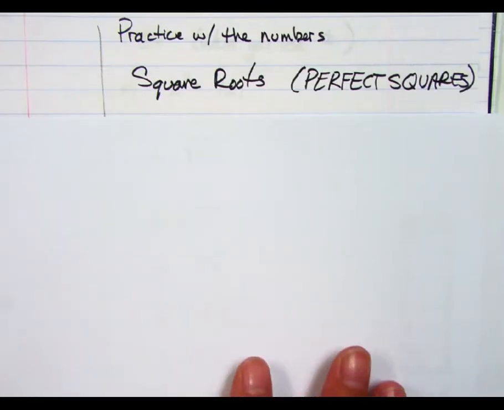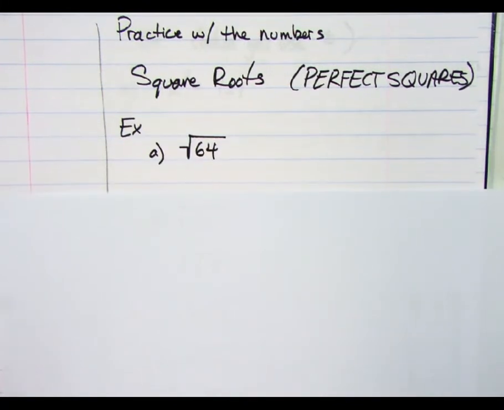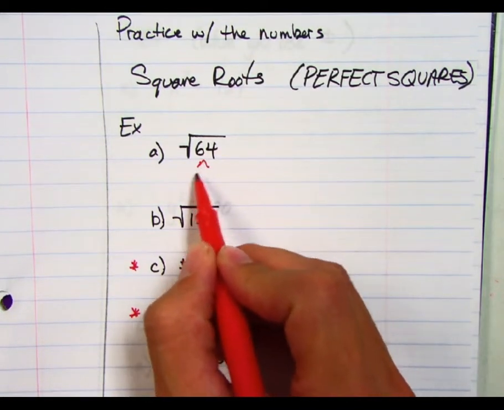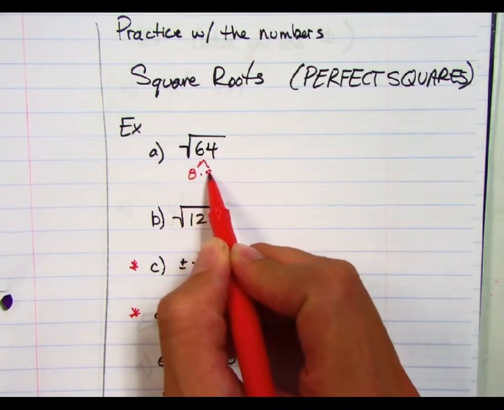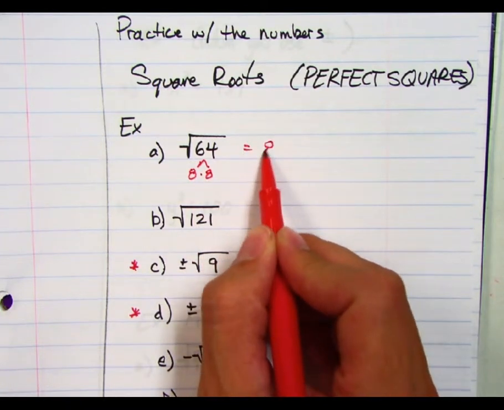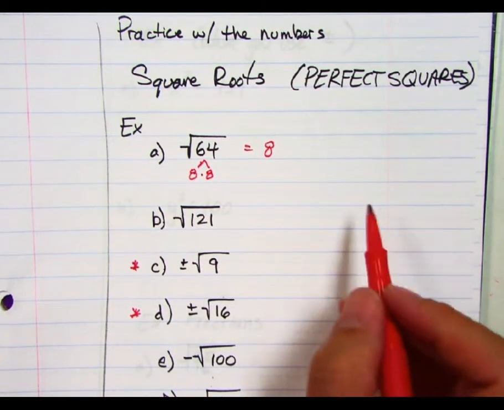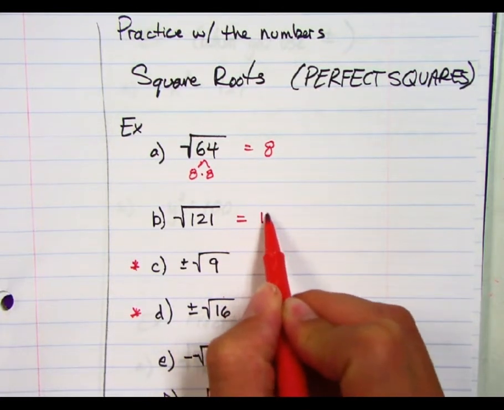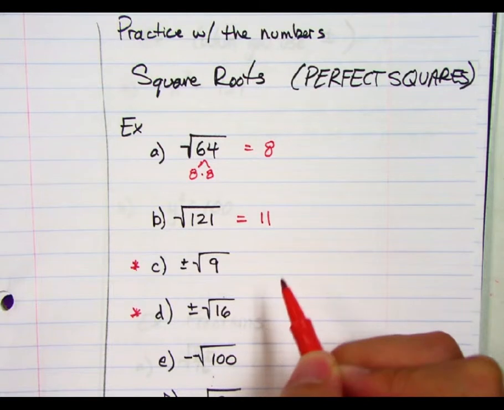Okay, practice with the numbers. Square roots. Start with this first one. Actually, I'll show all of them here to you. Let's go. Square root of 64. What two numbers times each other give you 64? If you remember from the example, 8 times 8 is, so I just write it one time. That's a perfect square. 121, if you wrote down your ones I had you memorize, we should know that's 11. 11 times 11 gives you 121.